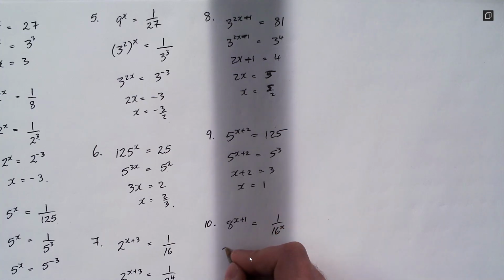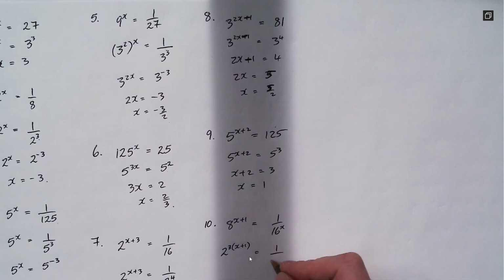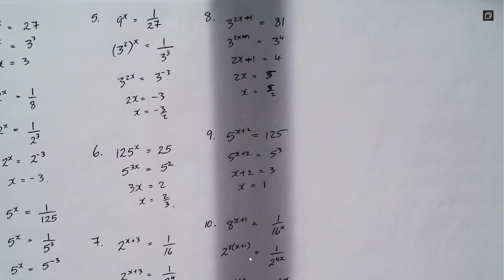So 2 cubed to the power of x plus 1. So we have the powers of 2. So 2 cubed to the power of x plus 1. So we put it in brackets, comma, 1 is 2 to the power of 4x. Okay, so 2 to the 3x plus 3. So it's 3x plus 3, comma, 2 to the power of minus 4x. So 3x plus 3, comma, 4x, comma, 3x.